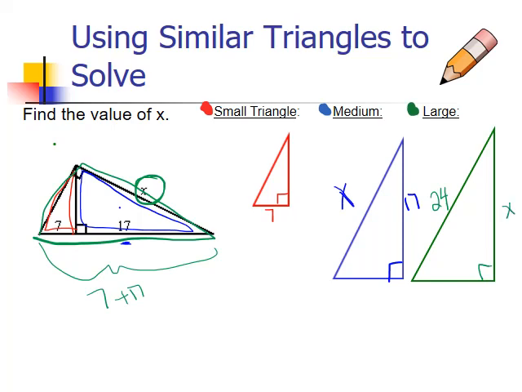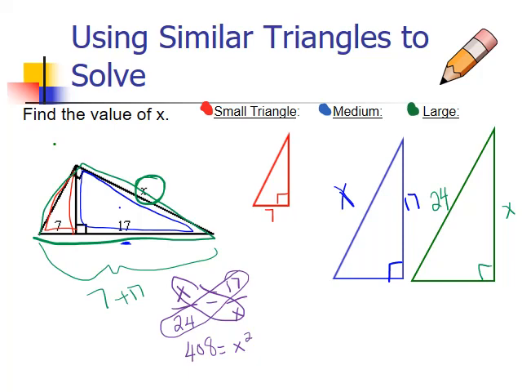So now I can set up a proportion from the medium triangle to the large triangle. I'm going to do hypotenuse over hypotenuse. So I'm going to do x over 24 is equal to the long leg over the long leg, which is 17 over x. And now all I have to do to solve for or find the value of x is to cross multiply. So 24 times 17, that's 408, is equal to x times x, which is x squared.